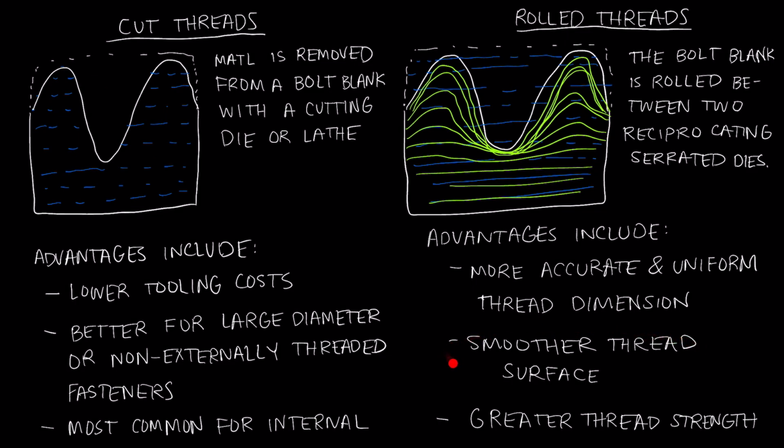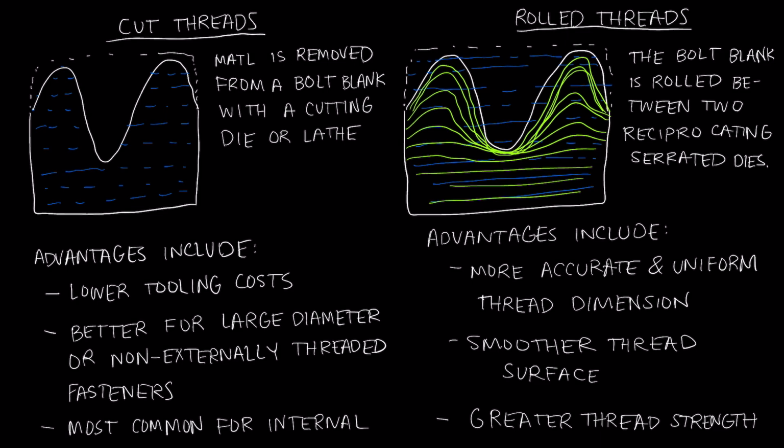We'll also get a smoother thread surface. So when we cut threads, we can be left with nicks and burrs on the surface, whereas rolling threads tends to give us a nice smooth surface finish. And lastly here we have a greater thread strength, and that's for the reasons that we've already discussed, that we get these nice compressive residual stresses, particularly at the root of the thread, which is where we have the highest stress concentration.